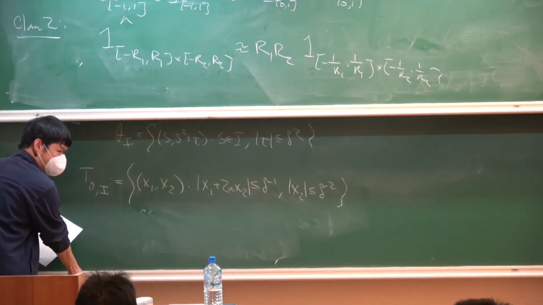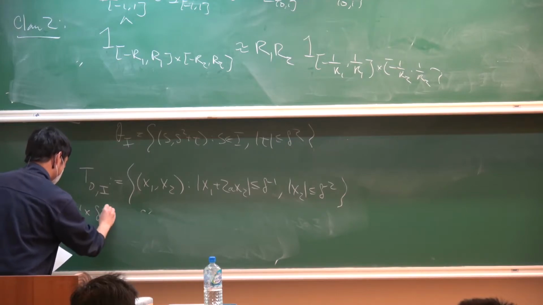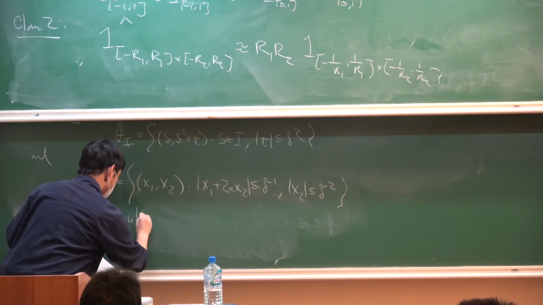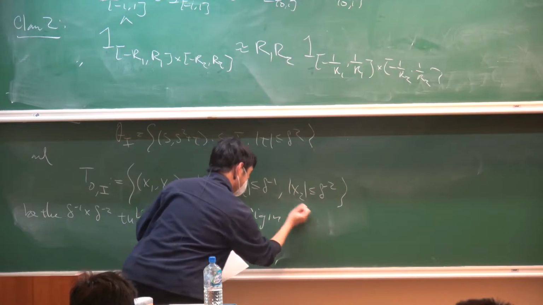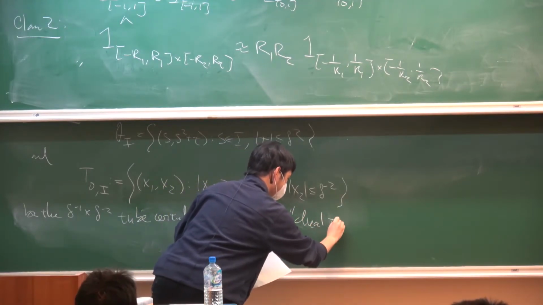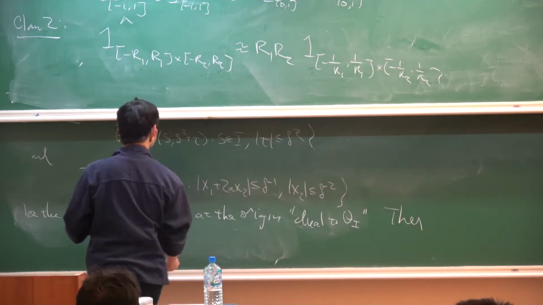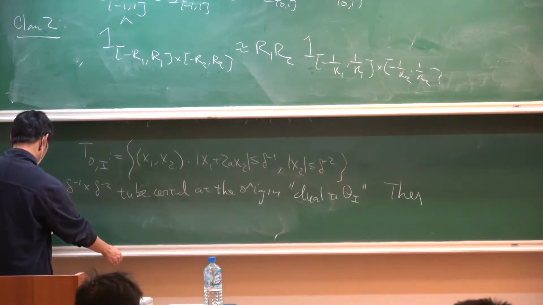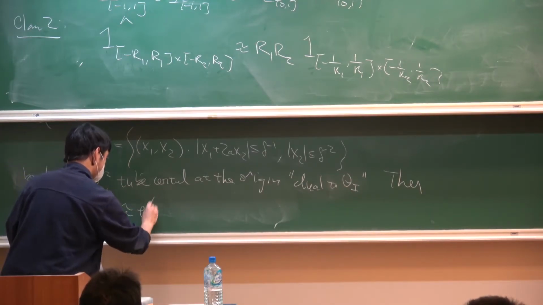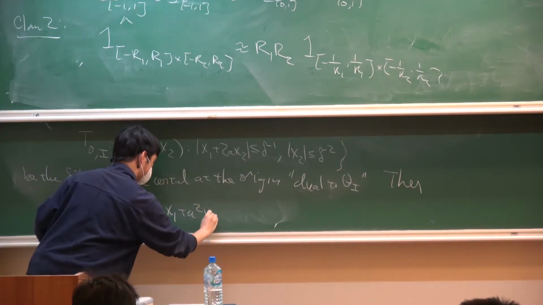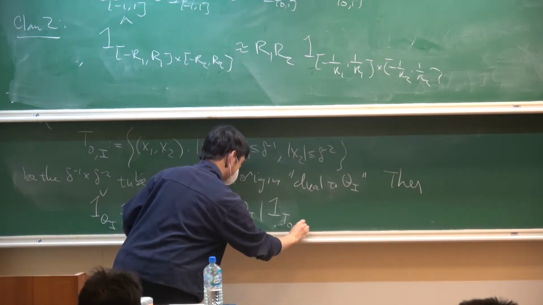Let me slowly move the board up. This is the delta to the minus 1 by delta to the minus 2 tube centered at the origin, and we call it dual to theta I. Let me finish writing, then I'll move the board up so it's readable. What is the Fourier inverse of this? It's just e of a x1 plus a squared x2, times the volume of theta I, times the indicator function of T, this dual tube.